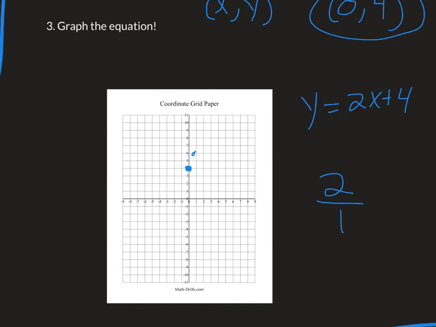Oh, that wasn't very good. It's kind of hard to do this. I'm doing this with a stylus, and my stylus is pretty big. There we go. That's a good shot. Up 2 and over 1. Up 2 and over 1.